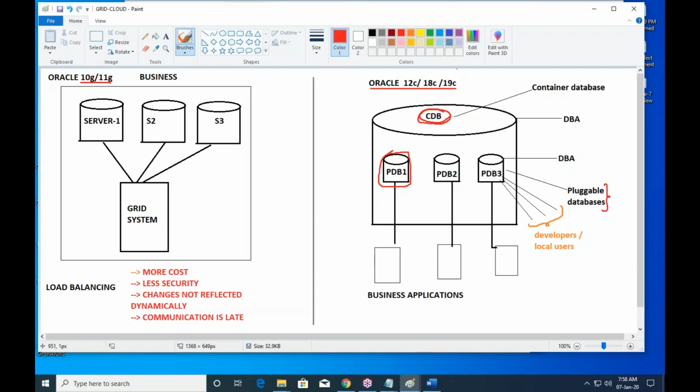And in Oracle 12c onwards, we have multi-level security. So there is first level DBA. DBA means administrator who will manage the server. We are developing applications, but he is managing the database server. Administrator is different, developer is different.